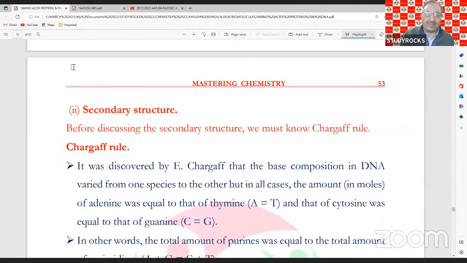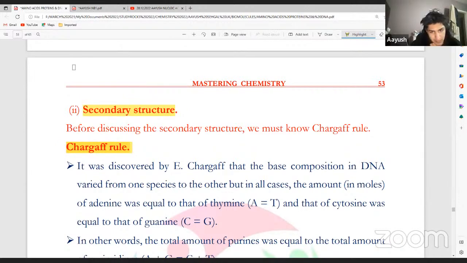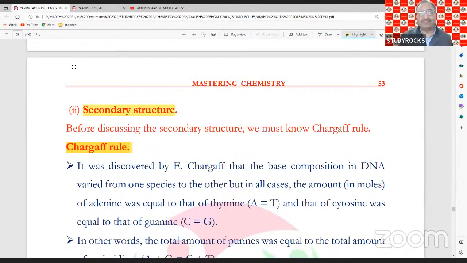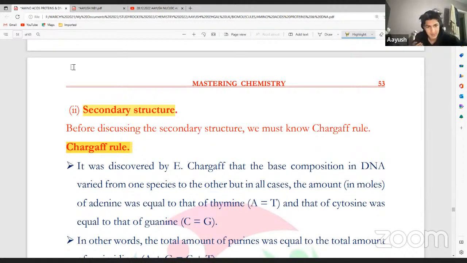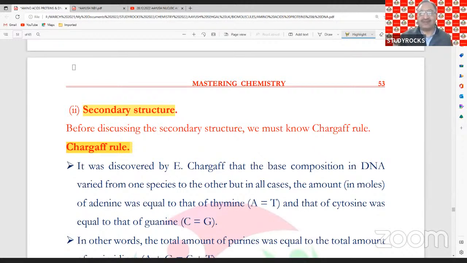From your examination angle, this is very important: Chargaff's rule. Have you studied it in bio? I do believe you must have. This is going to figure in your bio exam as well. I've never heard the name, but I might have been taught the rule. It is very famous with its name as well.